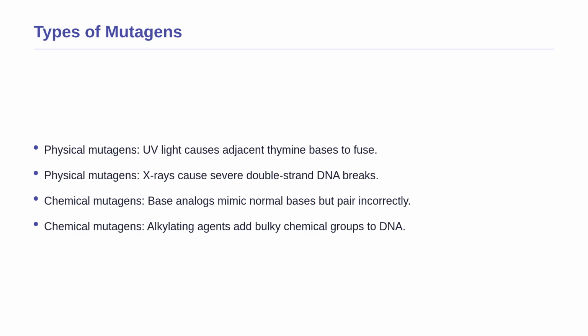backbone. On the other hand, chemical mutagens include base analogs that mimic normal DNA bases but pair incorrectly during replication. There are also alkylating agents that add bulky chemical groups to the DNA structure. When the cell attempts to replicate or repair this chemically or physically damaged DNA, the normal base pairing rules are disrupted, leading to insertions, deletions, or substitutions.